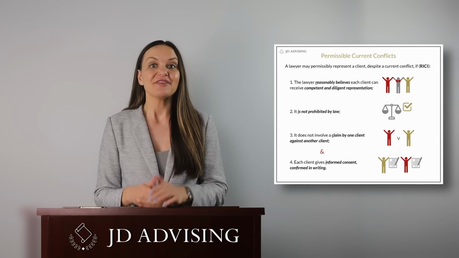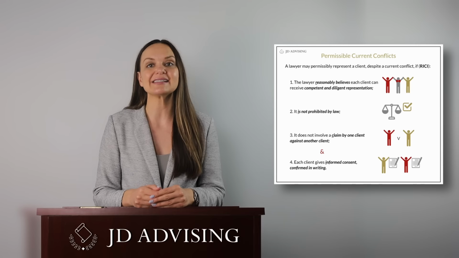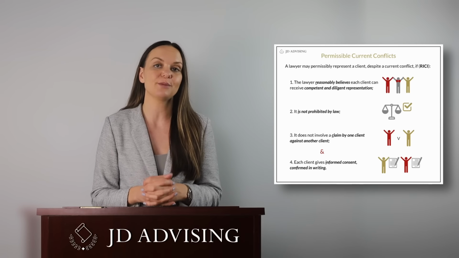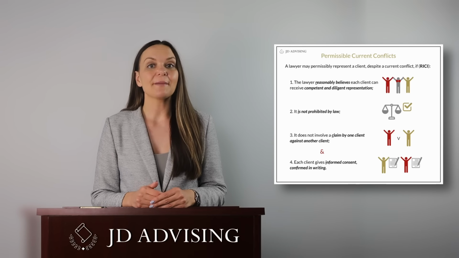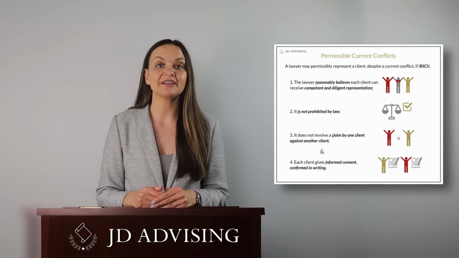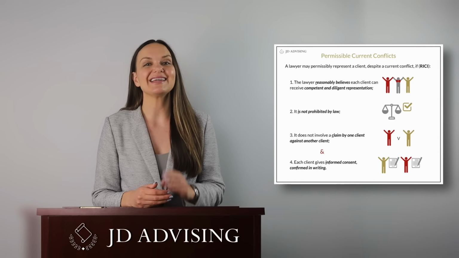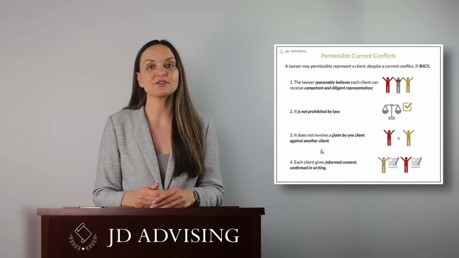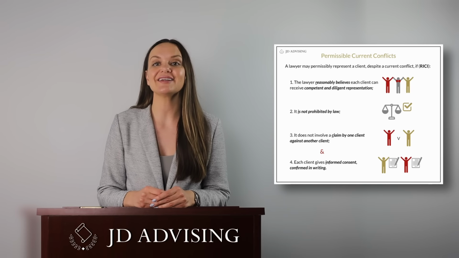The rule continues. If there is a current client conflict, a lawyer may represent a client if the following requirements are met. The first is the lawyer has to reasonably believe that they'll be able to provide competent and diligent representation to all affected parties. 2, the representation cannot be prohibited by law. 3, the representation does not involve an assertion of a claim by one client against another client represented by that lawyer in the exact same litigation or in other proceedings before a court. And 4, each affected client gives their informed consent confirmed in writing.